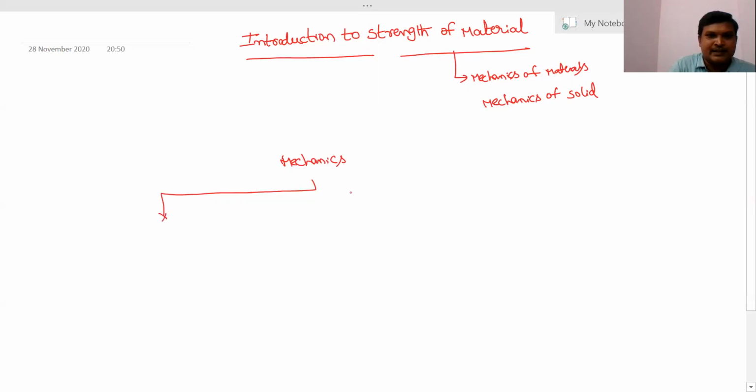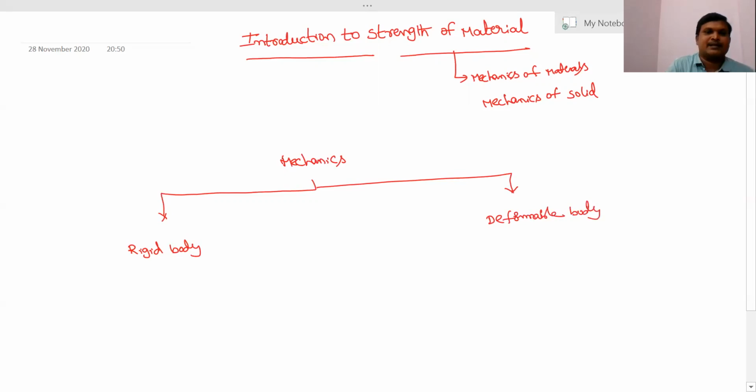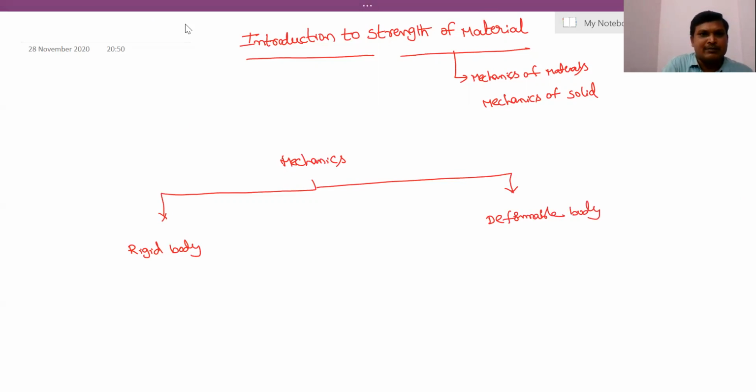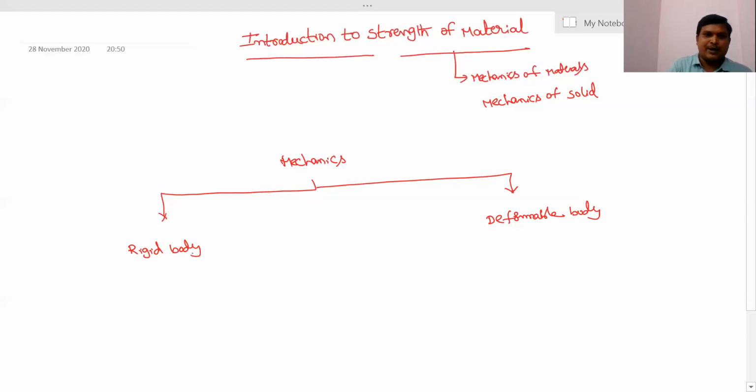Now, mechanics can be classified into two different categories. The first one is rigid body mechanics, and the second one is deformable body mechanics. So what is meant by deformable body and what is meant by rigid body?